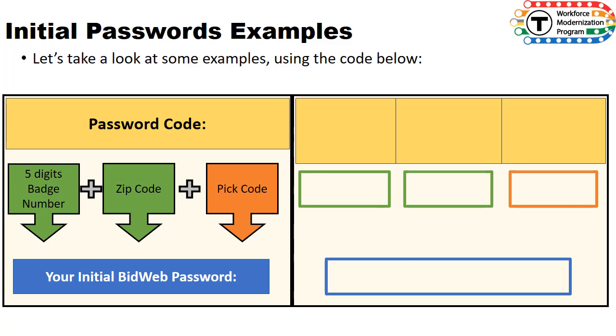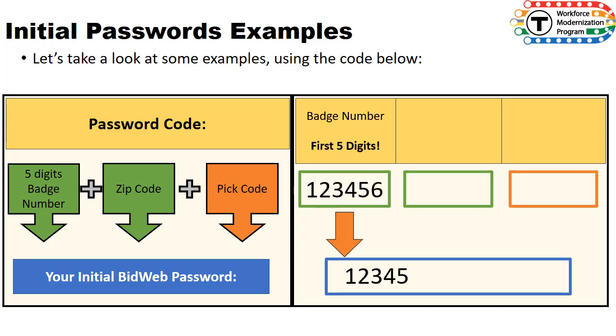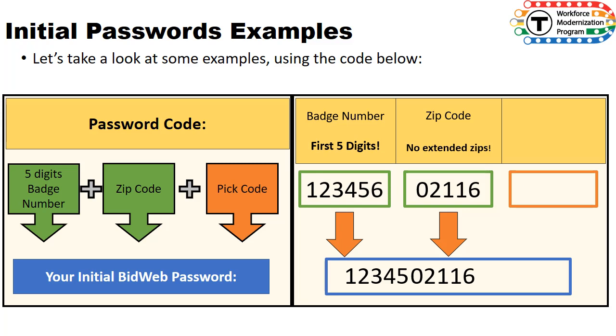Now, let's put it all together with an example. Let's start with the badge number component. If your badge number was 123456, we would only type in the first 5 digits. So in this case, 12345. Next, we must type our zip code. In this case, our zip code is 02116, so we would type 02116. Finally, we must type the code of the pick. The code of the pick is $, lowercase u, capital M. We must type that exactly as shown.